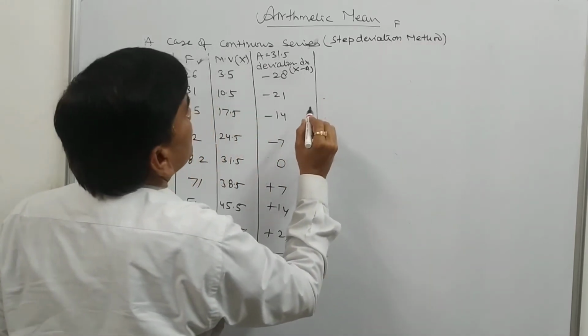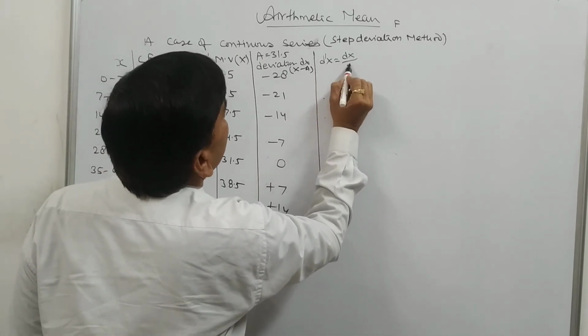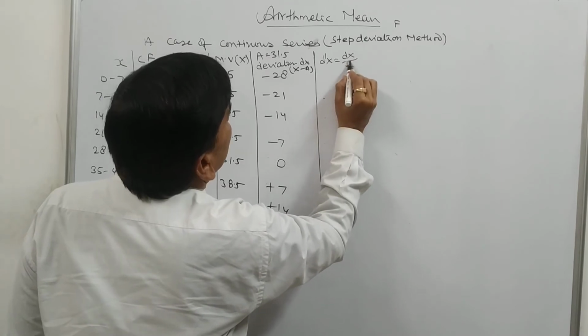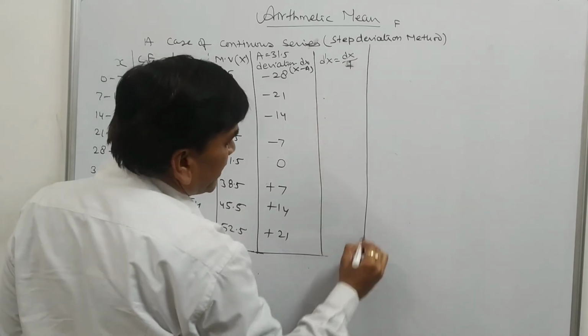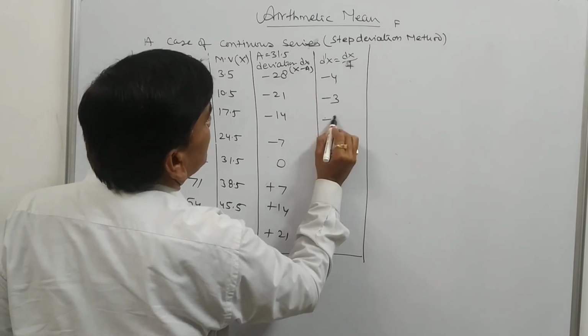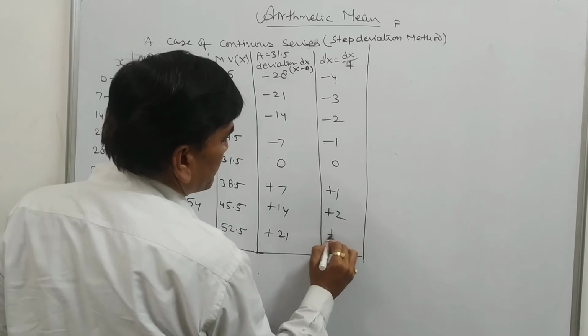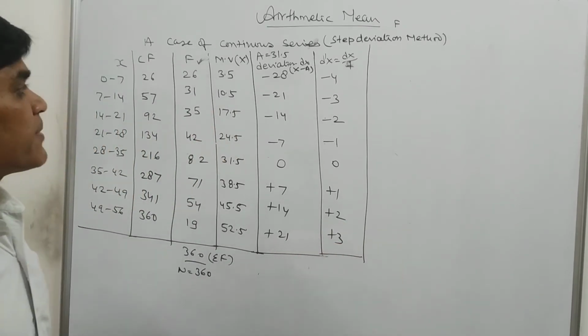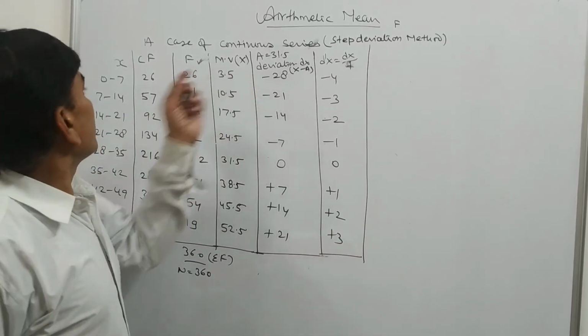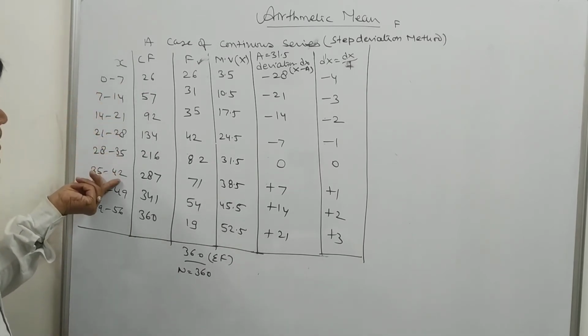For step deviation, d dash x is equal to dx divided by I. So we will divide all the items by 7. So we will get minus 4, minus 3, minus 2, minus 1, 0, plus 1, plus 2, plus 3. For the step deviation method, what we have done? The difference between class intervals is 7.